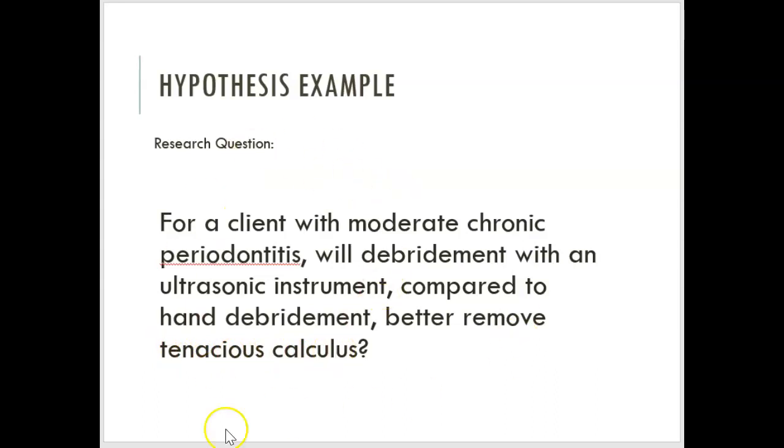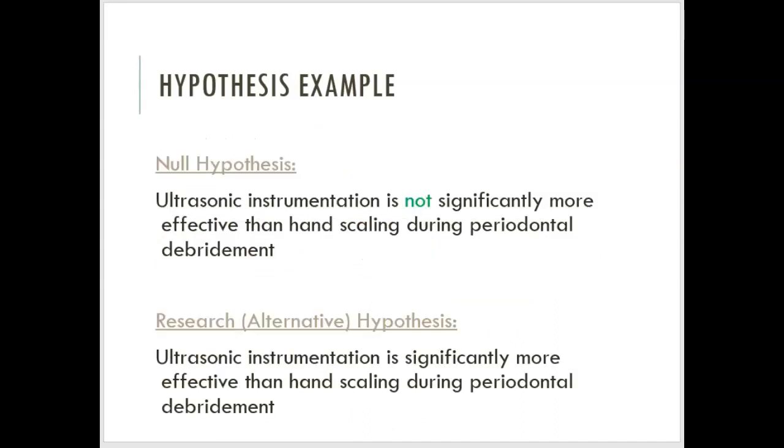So if you have this as your PICO question, you would have two hypotheses. You would have a null hypothesis and an alternative hypothesis. And this is your null hypothesis. Ultrasonic instrumentation is not, remember the word no or not should be in the statement, significantly more effective than hand scaling during periodontal debridement. So here, the null basically means there's no relationship between the two.